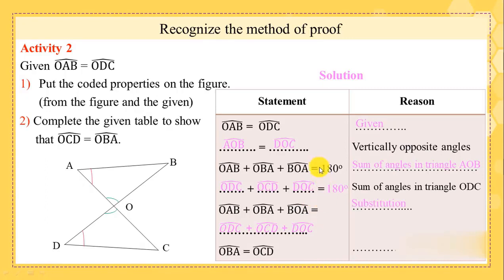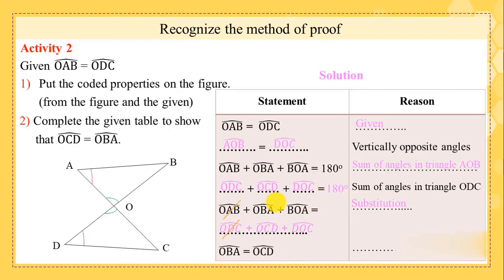When we have two equal equations, we can put the members of the equations equal. Now, we have OBA equal to OCD. We get the result. How did we get the final conclusion? As we see here, OAB is equal to ODC from the given, so we can eliminate them. Why? Because when we have an equation and we have equal terms from the two members of the equation, we can eliminate the equal terms and the equation doesn't change.